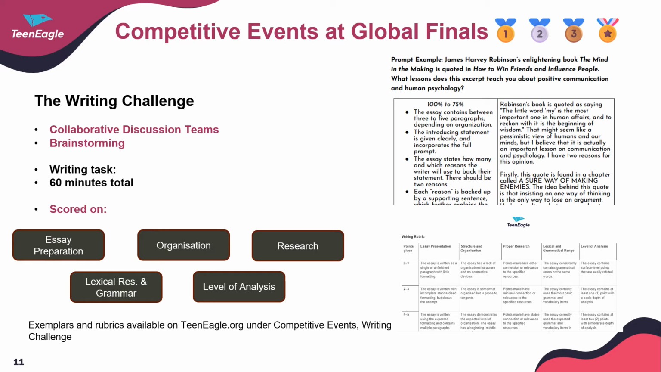A really easy way to find this on our website is to again click on More, go down to the competitive events at the global finals, and then on that page you will see each of these events. When you click on them, they expand, and it's all of the details, every single fact you need to know about each section. And then at the bottom, you will see the rubrics and the exemplars linked there.